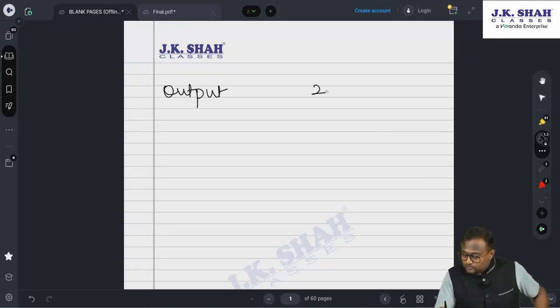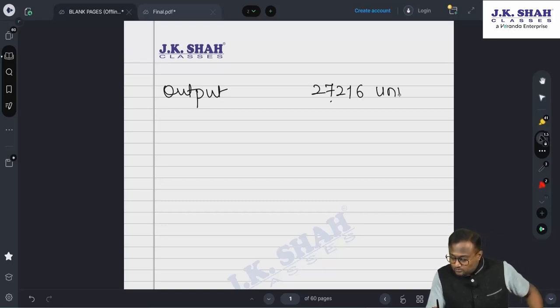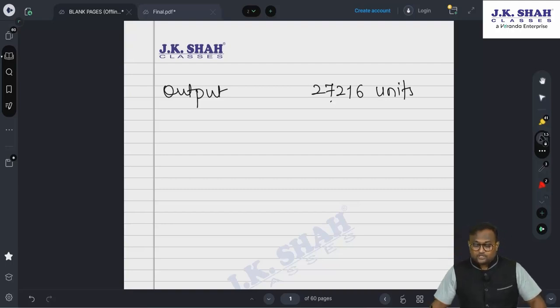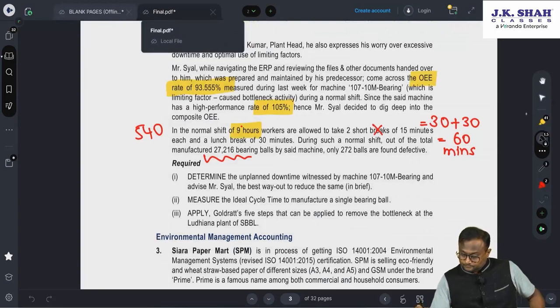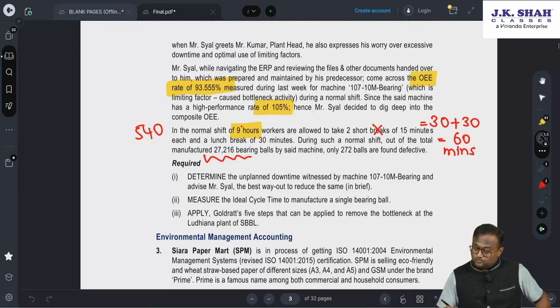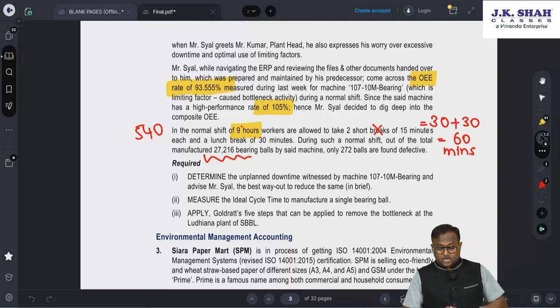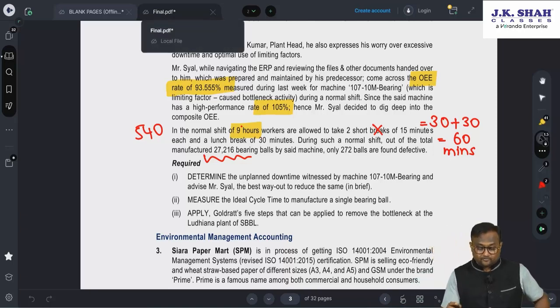So your output is 27216 units. 27216 units. What are they saying about the quality issue? Out of the total 27216, only 272 were found defective.